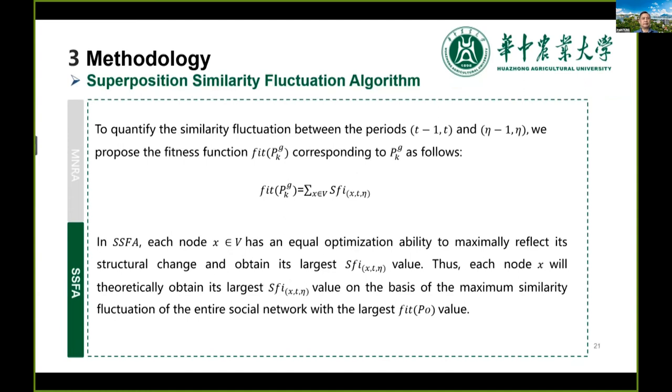To quantify the similarity fluctuation between the two periods, we propose the fitness function FIT corresponding to each particle as follows. In SSFA, each node has an equal optimization ability to maximally reflect its structure change and obtain its largest value. Thus, each node will theoretically obtain its largest value on the basis of the maximum similarity fluctuation of the entire social network with a large FIT value.